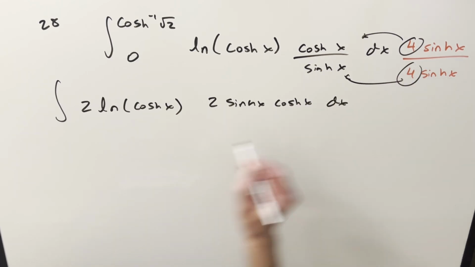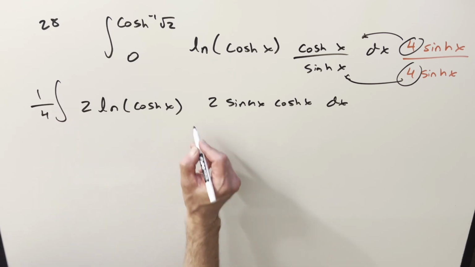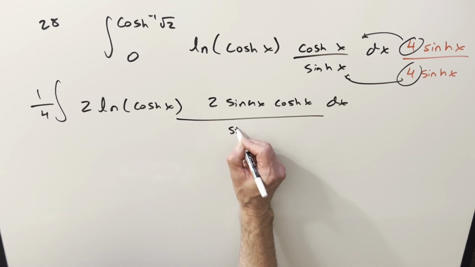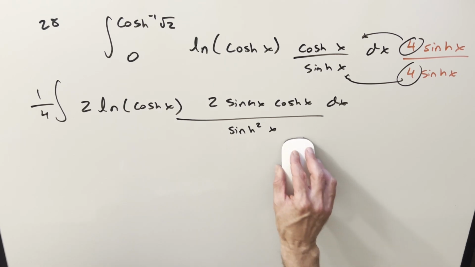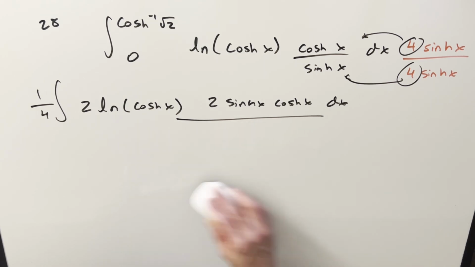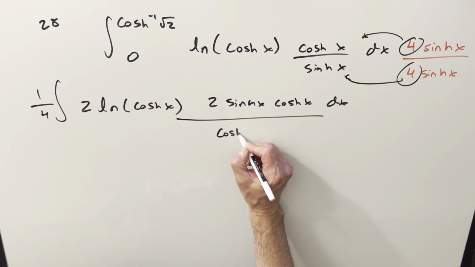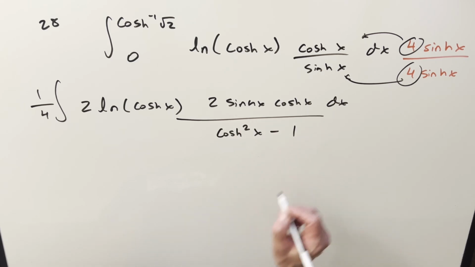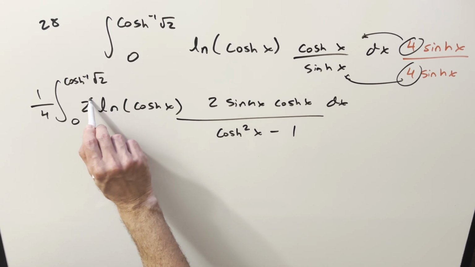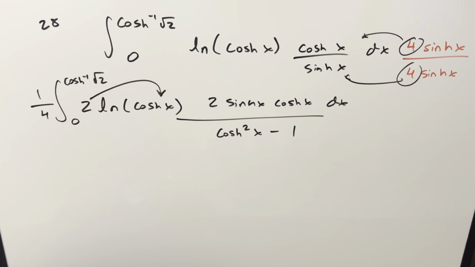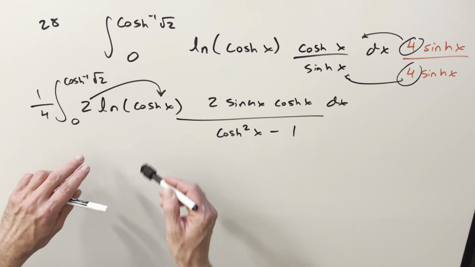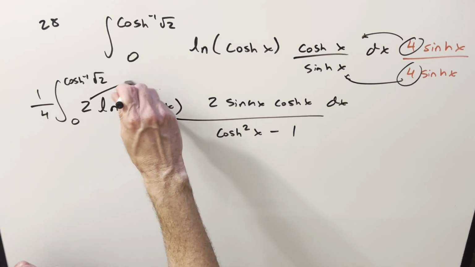Now for this 4, I'll bring it out front as a constant. So we'll have 1/4 here, and then this will become sinh squared x. But for sinh squared x, we have an identity: cosh squared minus sinh squared equals 1. So I can write this as cosh squared x minus 1. And then one other thing we can do is take this 2, and with log properties, bring it into the exponent on the cosh here. So we can turn this into cosh squared.